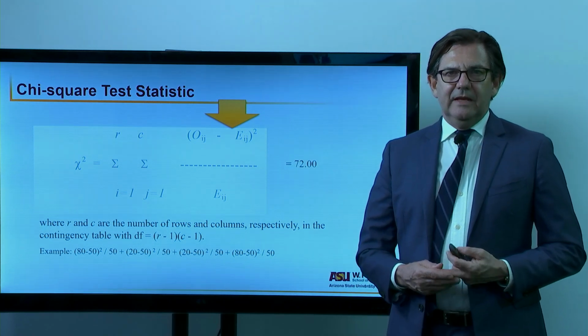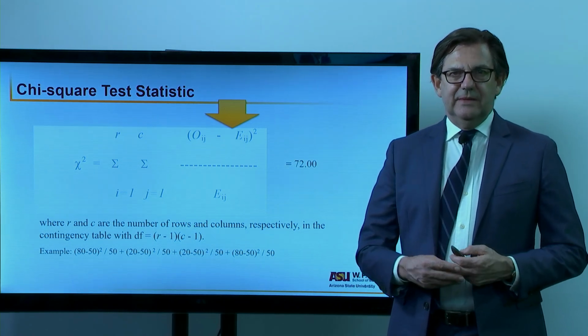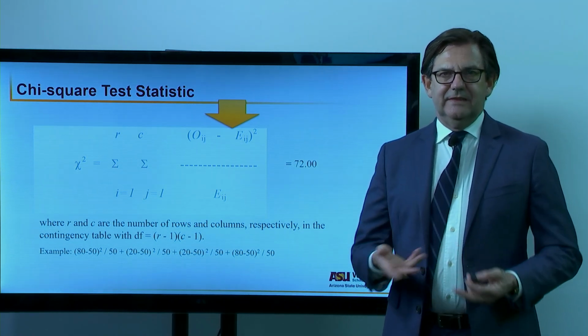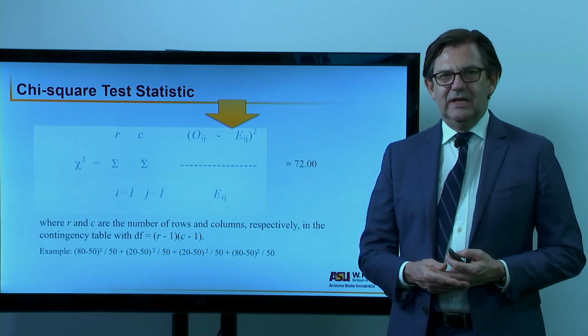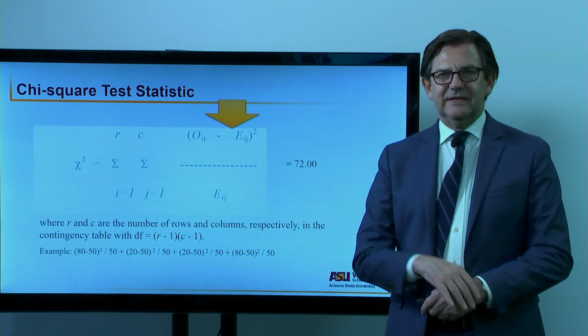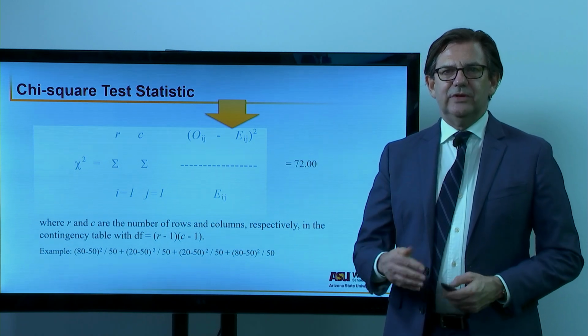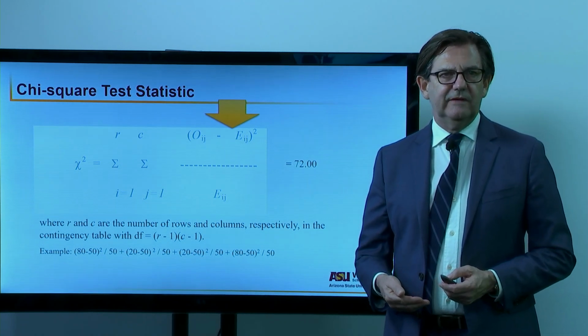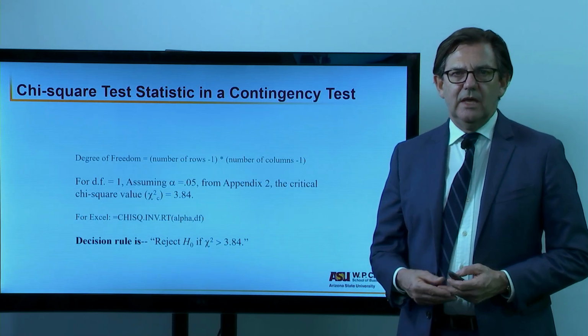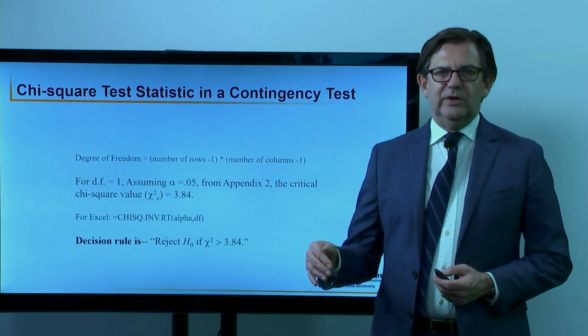Now, the chi-square statistic, the empirical chi-square statistic, is easy to calculate. What you need to do, as with any other test sample, is compare that to the critical value. So let's go and find the critical value.